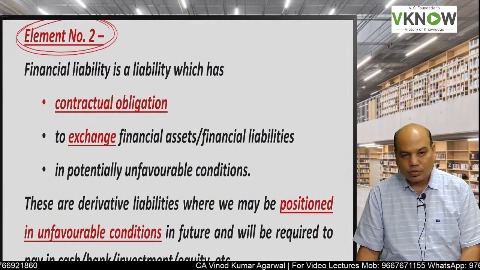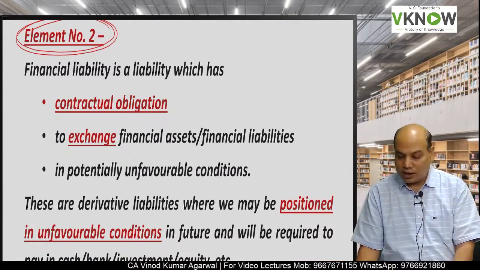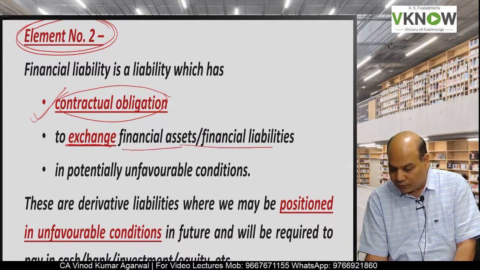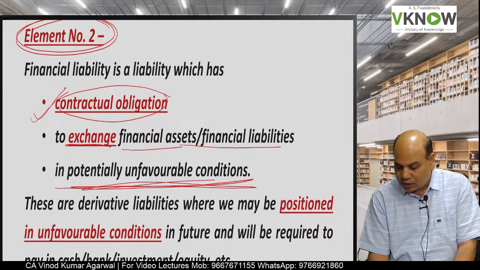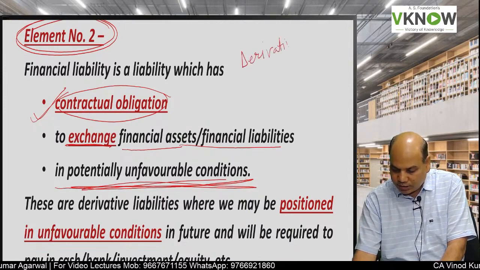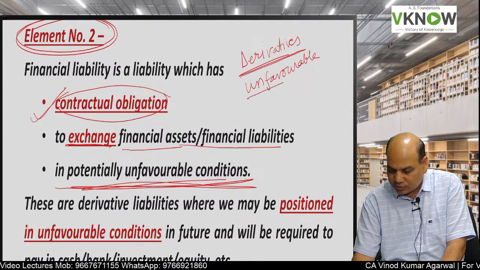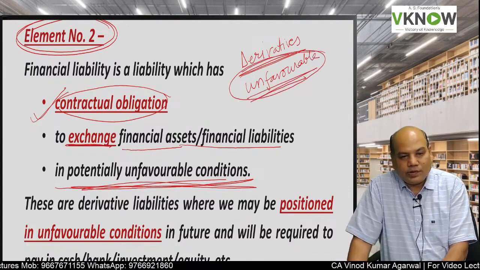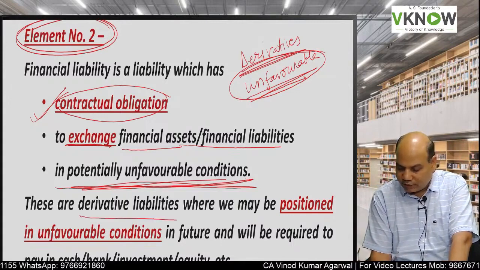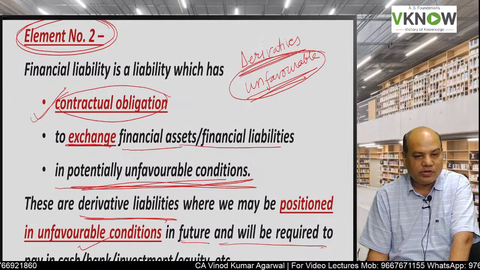element number two. Now as we go ahead, the definition will become a little complicated. Element number two says a financial liability is a liability which has a contractual obligation, so this is common, to exchange financial asset or financial liability in potentially unfavorable condition. These are basically derivatives which have become unfavorable. Unfavorable means when you settle it, it will result in loss for you. So potentially unfavorable condition. These are derivative liabilities which may be positioned in unfavorable condition in future and will be required to pay in cash, bank, investment or equity.